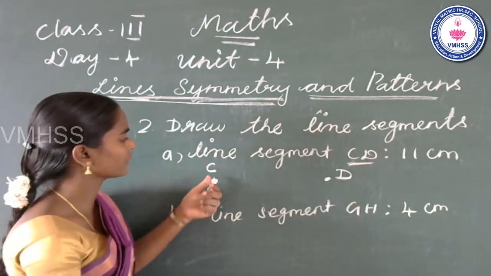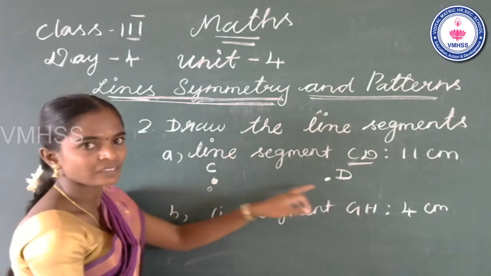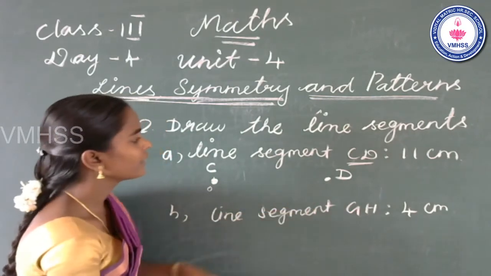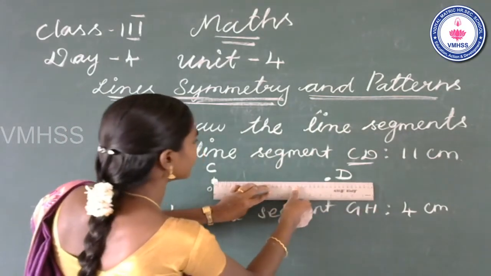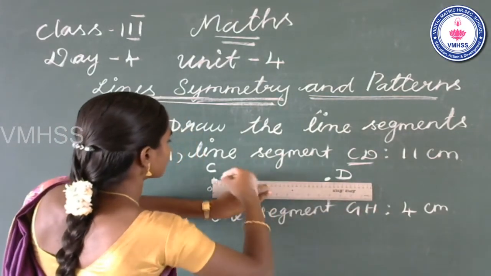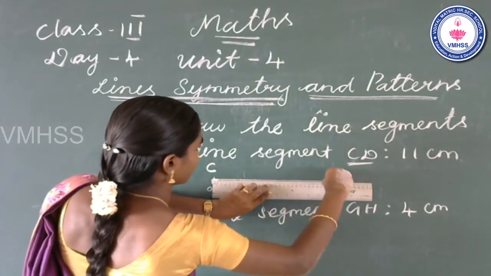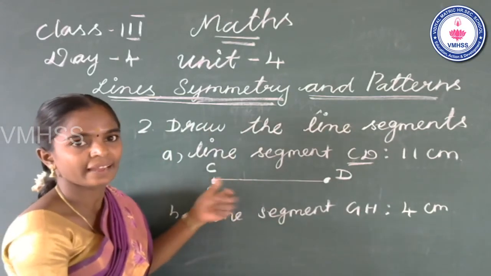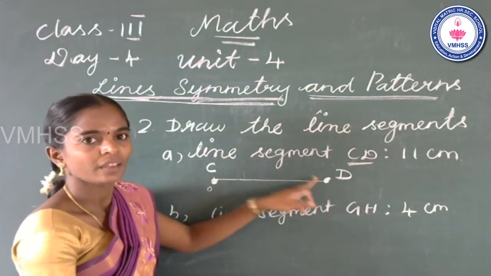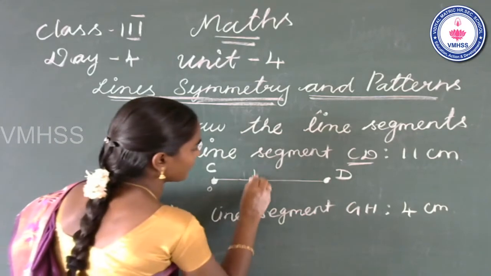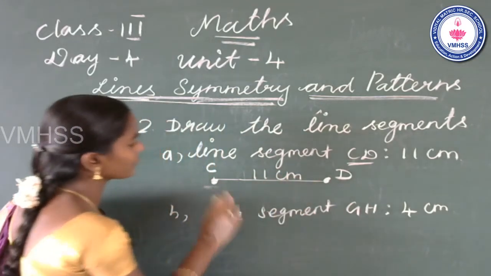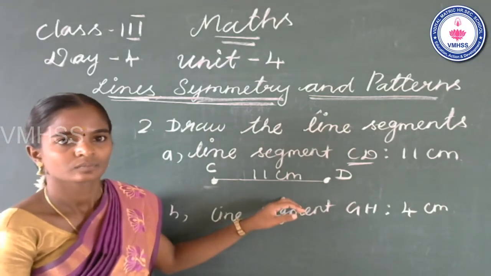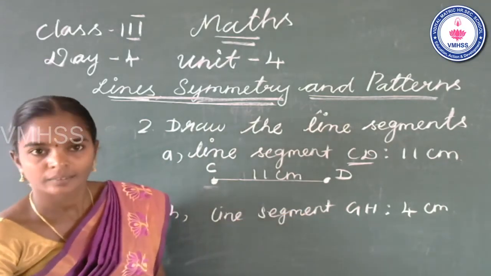First we mark the start point C, next end point D. Children, listen here. Next we join the points C and D. So this line segment is 11 centimeter. Is it clear, ma'am? 11 centimeter. Okay children, next one more.